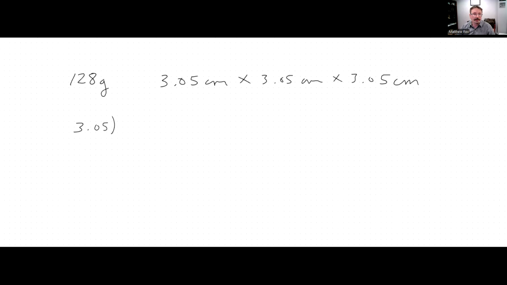Got a small metal cube, has a mass of 128 grams, and its length, width, and height are all 3.05 centimeters. So we have a list of densities on our last page. So we should have enough information here to find our density. Let's take our length, width, height, and multiply them all by each other, or we can cube that 3.05. That should give us 28.373 cubic centimeters. And to find density, we want grams over cubic centimeters.